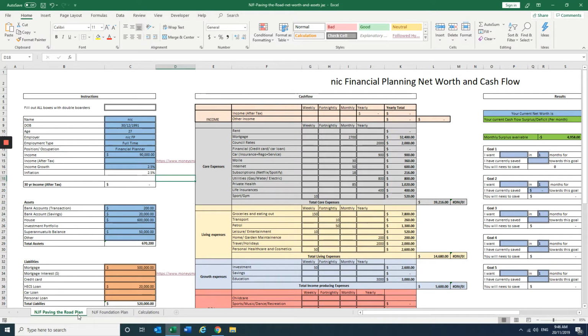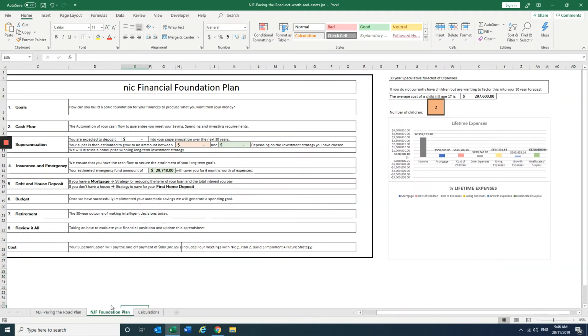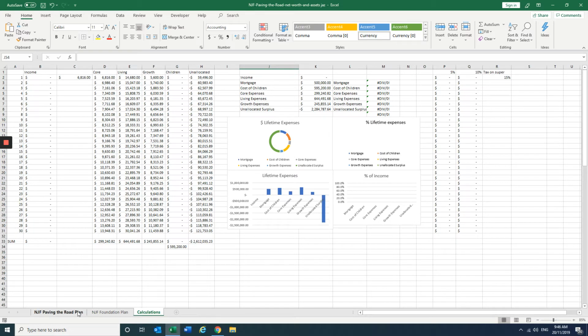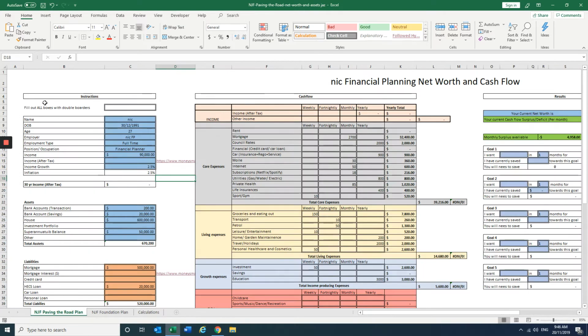First sheet is where we input a lot of our data. The second sheet is some of the results from our data. And the last sheet is the calculations that went into getting those results. So, first thing we want to do is to start to fill out these boxes with the double borders.